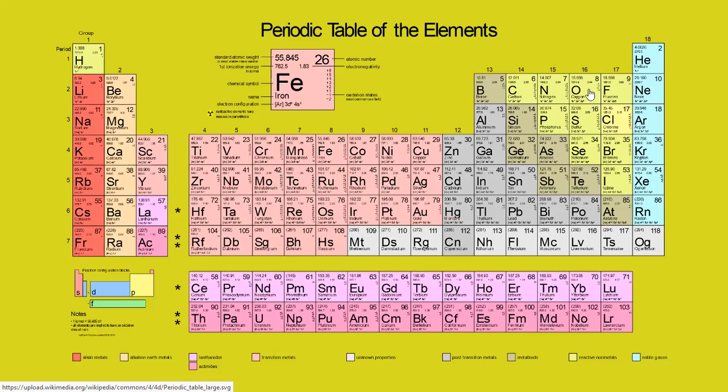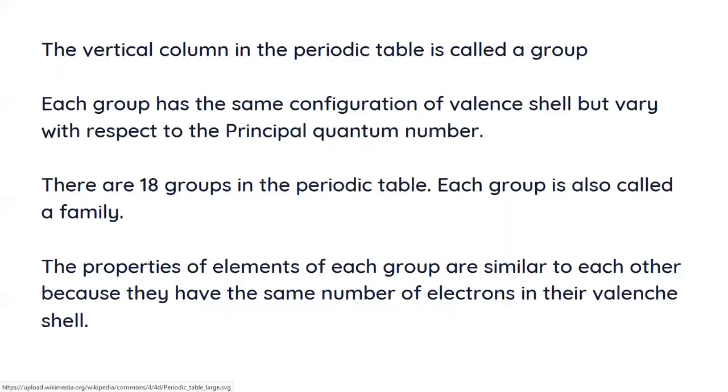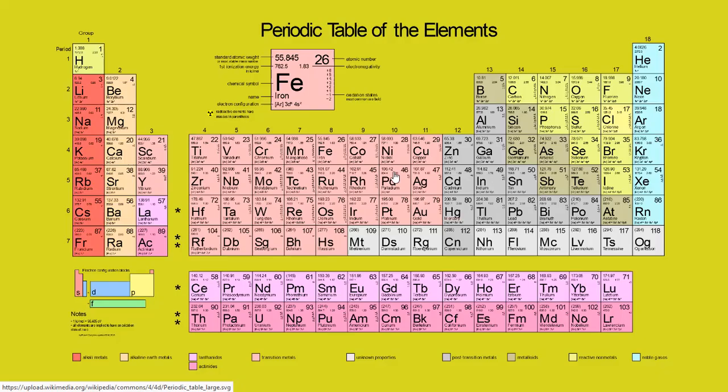And because each of these groups has similarity in their outer electronic configuration, generally a particular group will show similarity in their chemical as well as certain physical properties. So there are 18 groups in the periodic table, and each group is also called a family. So you have 1 to 18.